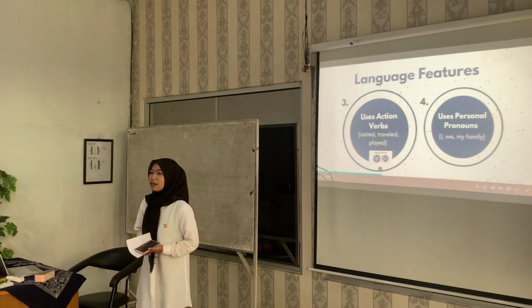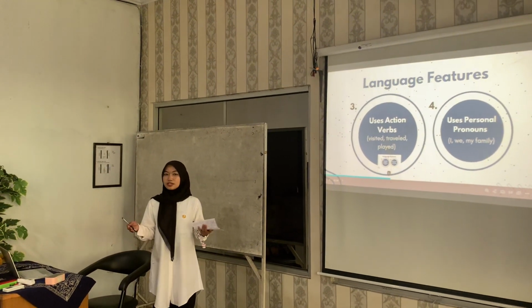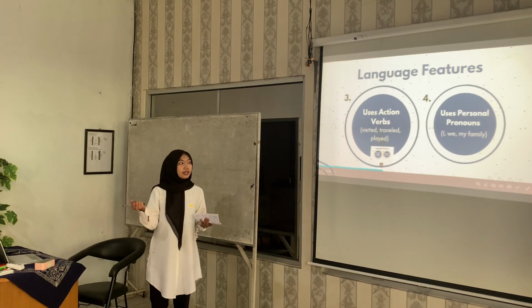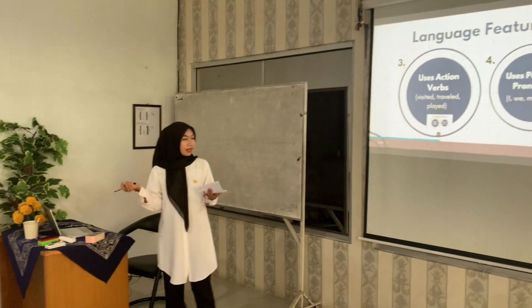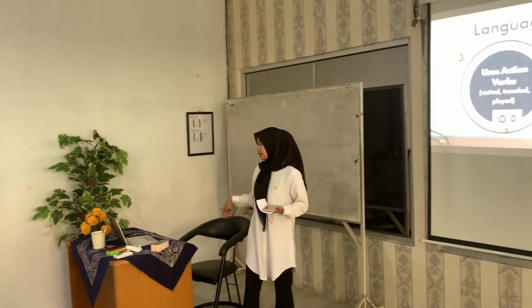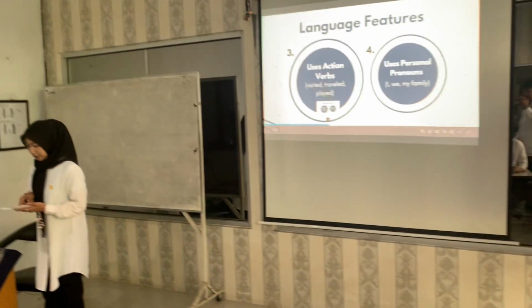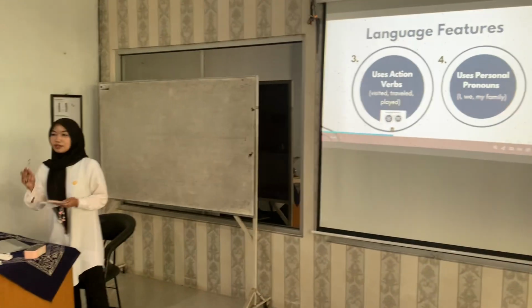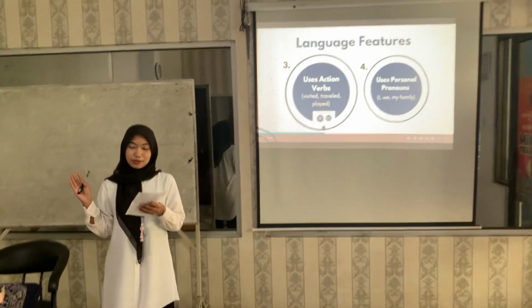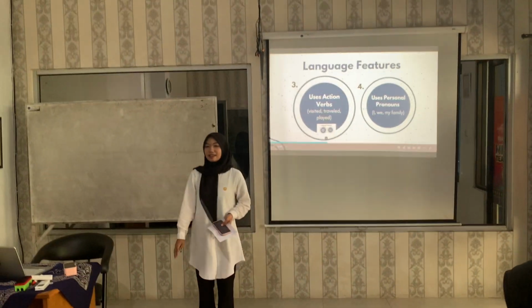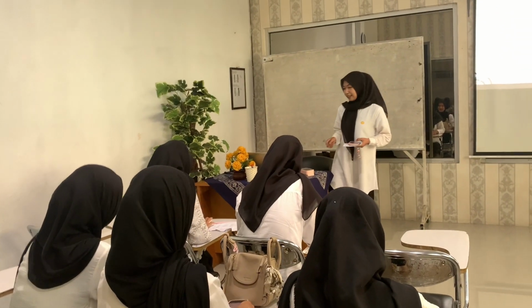Recount texts are personal stories, so we use personal pronouns like I, we, and then what else? My family. Okay, my, me, and us. Okay. Can you give me an example of a sentence using the past tense? Okay, Phoebe, please. I visited my grandmother last week. Okay, thank you, Phoebe. Keep applause, please.